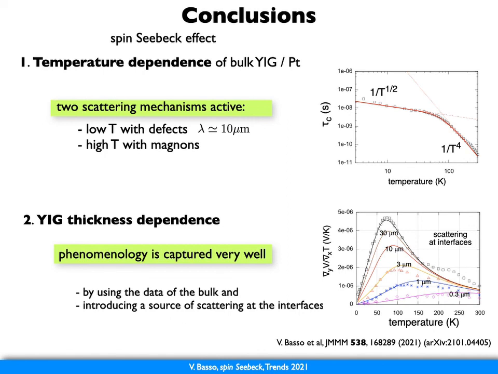What is also very nice is that we can get in one shot also the whole phenomenology as a function of thickness. The phenomenology is captured very well, at least in its general features, and we have just used the data of the bulk and introduced a source of scattering for the interface.